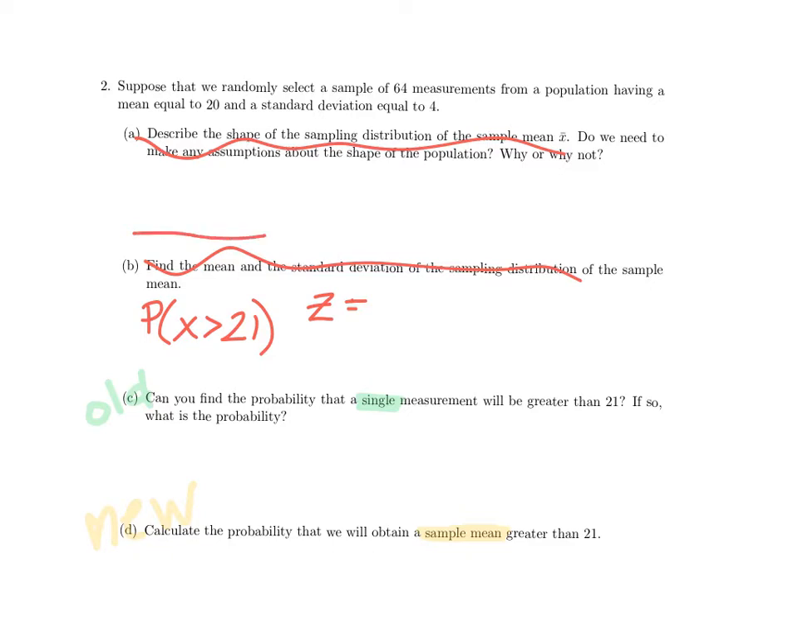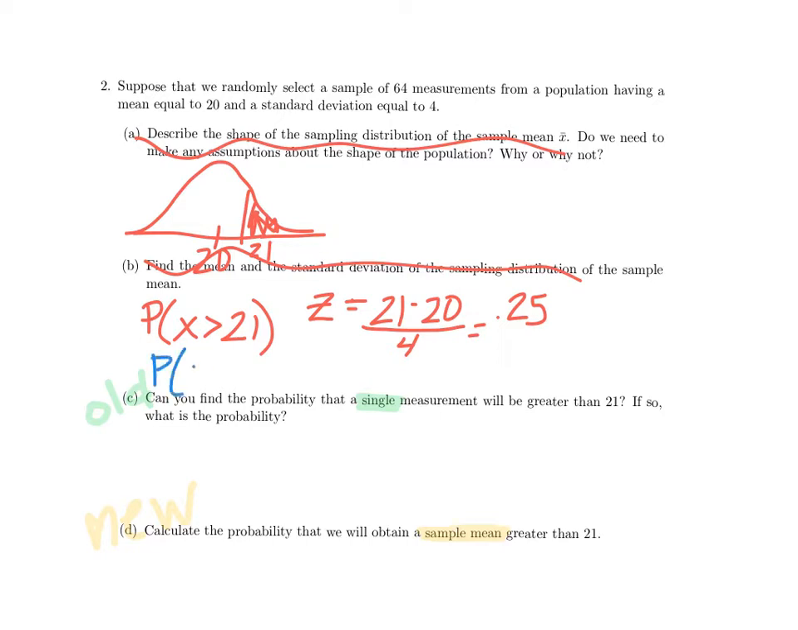Okay, if we were to look at a distribution here for this, our mean would be 20, and we're at 21, so we're a little bit above the mean, and we want to be greater than that, so we're here to the right. So X minus mu divide by sigma. 21 minus 20 is equal to 1. 1 divided by 4 is 0.25. So now we basically want the probability that Z is greater than 0.25.